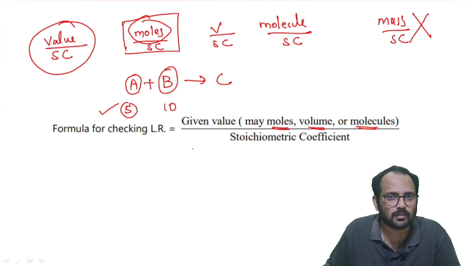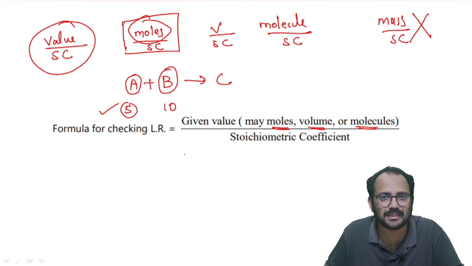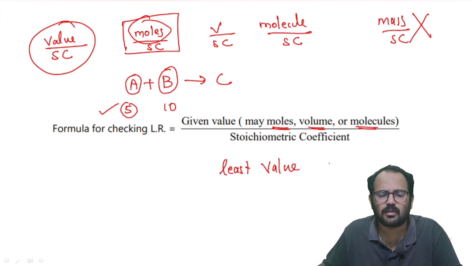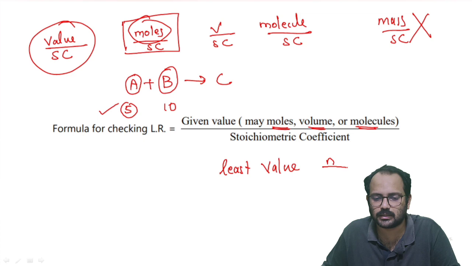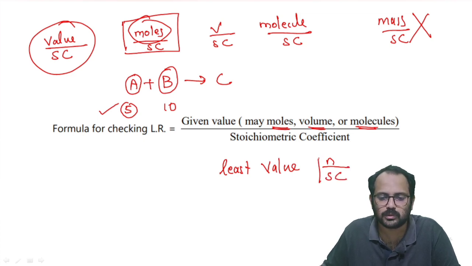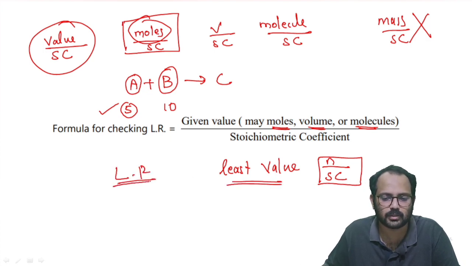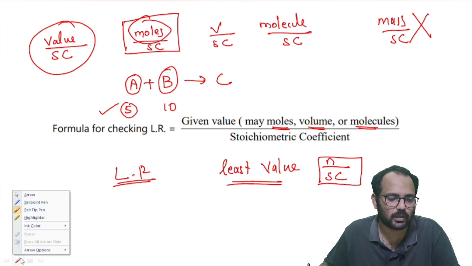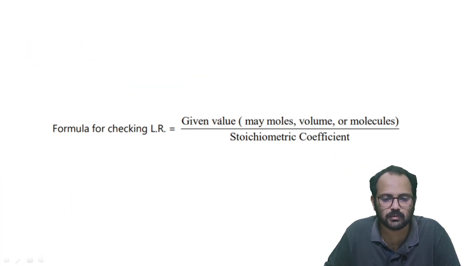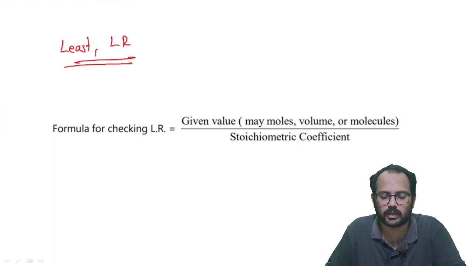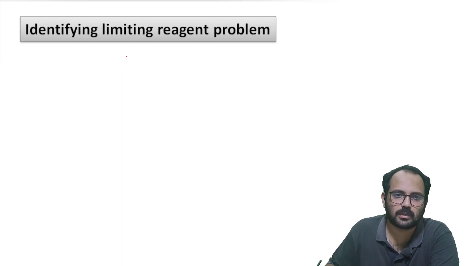So you have to find out the value divided by the stoichiometric coefficient. Whichever value is lesser, that one is the limiting reagent. So the least value. Generally we'll take moles. So I am writing this as number of moles by stoichiometric coefficient. If the number of moles divided by the stoichiometric coefficient value is least, then that is your limiting reagent. That's it. So you should remember only one thing. What you have to remember? You have to remember the equation for limiting reagent. That equation is given value by stoichiometric coefficient. If the value is least, then you have got your limiting reagent. That is how you identify the limiting reagent.